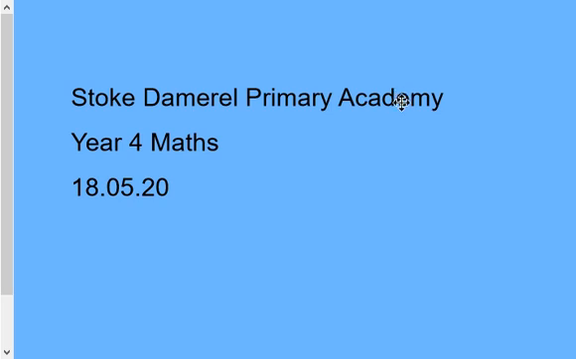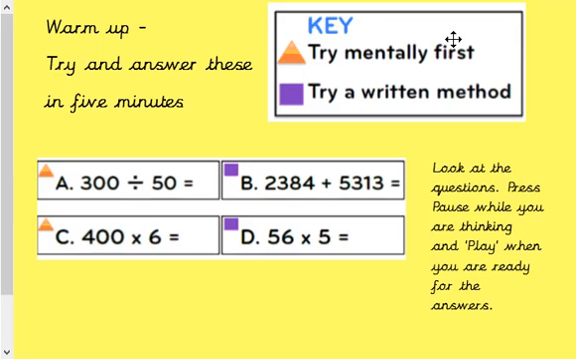We're going to start this morning with our usual warm-up. As you can see, we have 4 questions as usual. This morning we've got 2 mental strategy questions and 2 written methods. Press pause when you're working on them. Press play when you're ready to start. As always, you have 5 minutes or as close to 5 minutes as you possibly can. So press pause now and press play when you're ready to carry on.